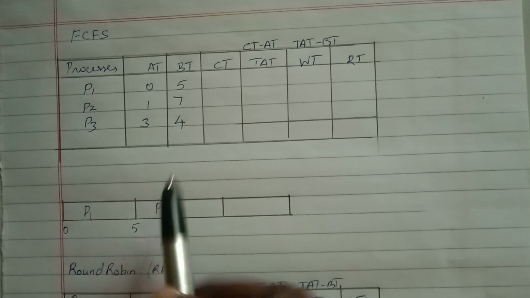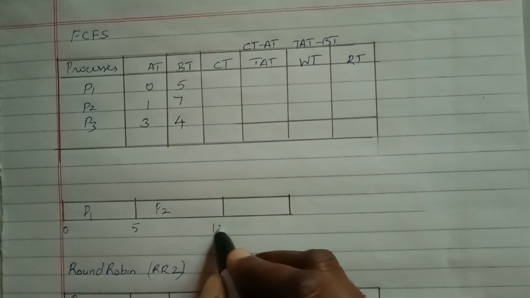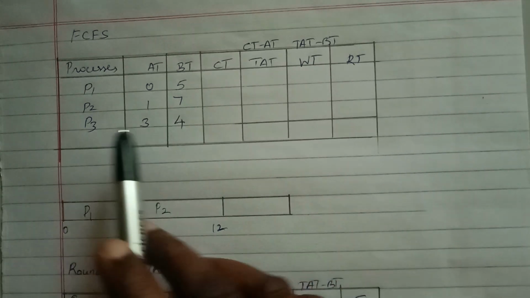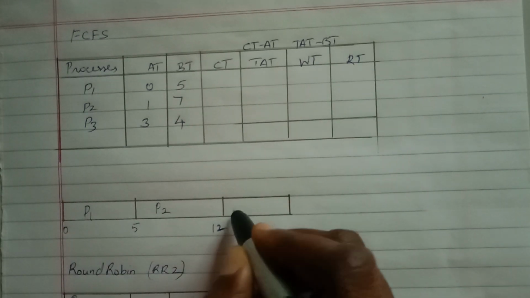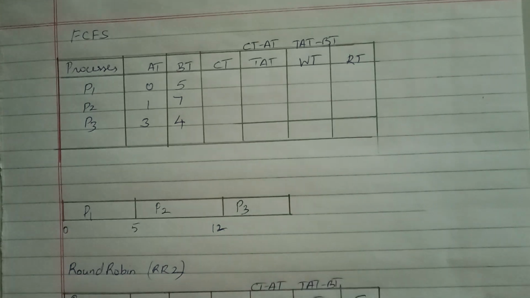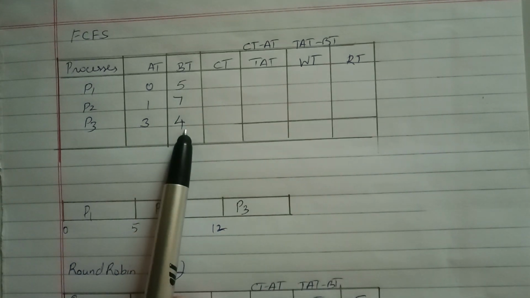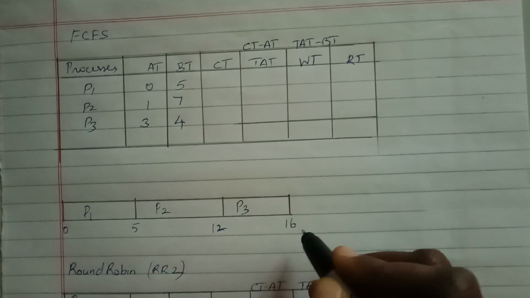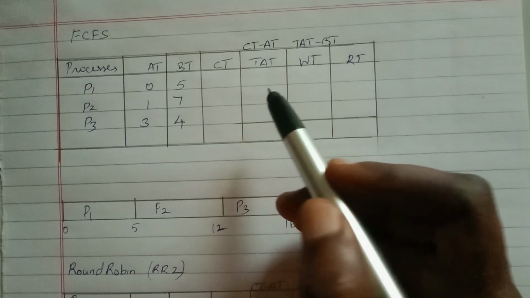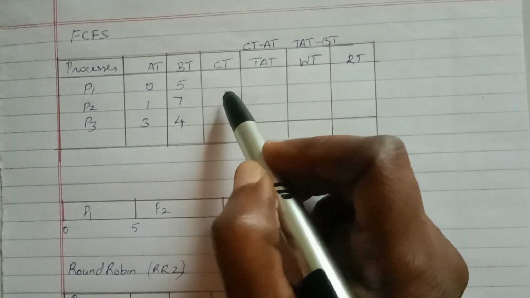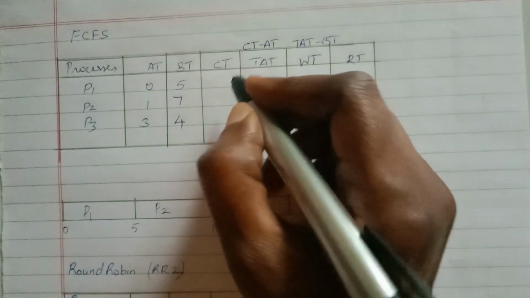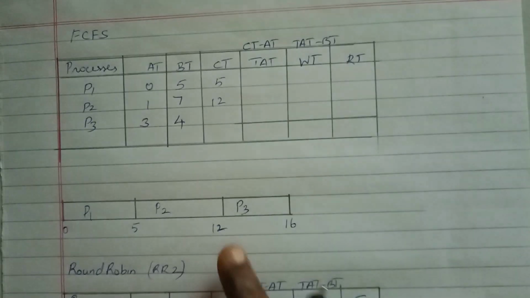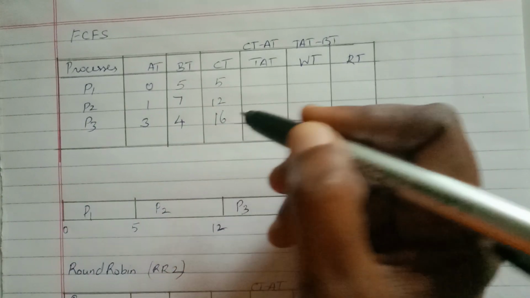So 5 plus 7 is 12. It does the process till 12. Next process that comes in is P3. P3 has a burst time of 4. So it will be 12 plus 4, which is 16. Hence the completion times: completion of P1 is 5, completion time of P2 is 12, and completion time of P3 is 16.